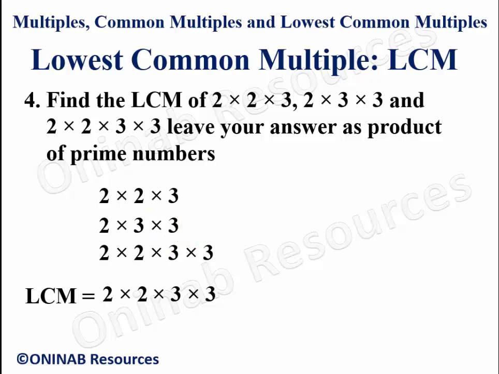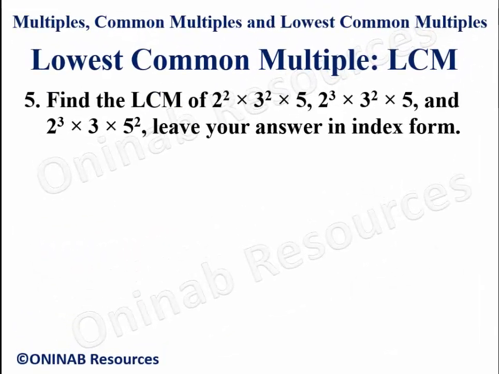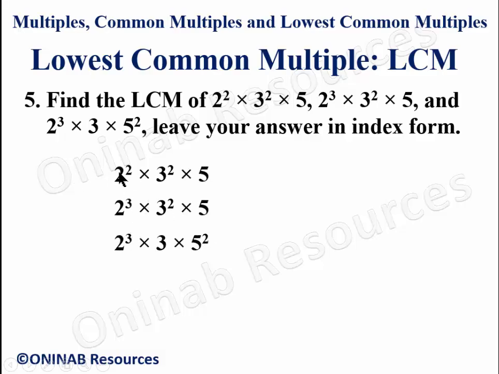We go to example 5. For example 5, this is expressing product of prime numbers in index form. So the first set of numbers, we have 2 raised to power 2 times 3 squared times 5, 2 raised to power 3 times 3 squared times 5, 2 raised to power 3 times 5 squared. So we bring out the numbers in that order.